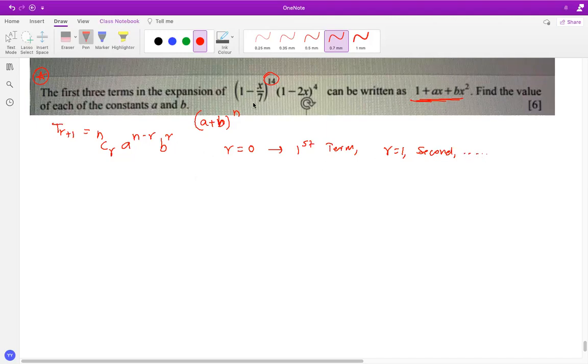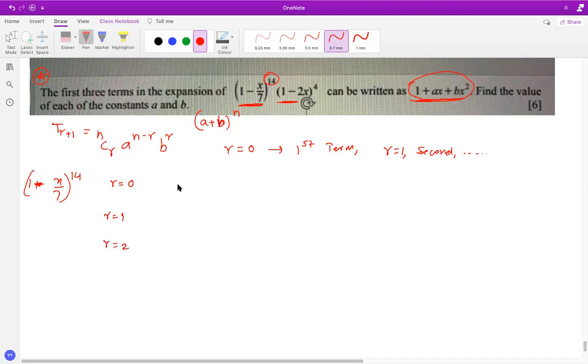So here I'm going to treat these two as separate brackets. Now, since you can see the answer, they just want the coefficients till x². So there is no need to expand both the brackets beyond x². So what we do is first take the first three terms of this bracket, (1 - x/7)^14. I'm going to take the first term as r equals 0, and find the second and third terms by plugging r as 1 and r as 2.